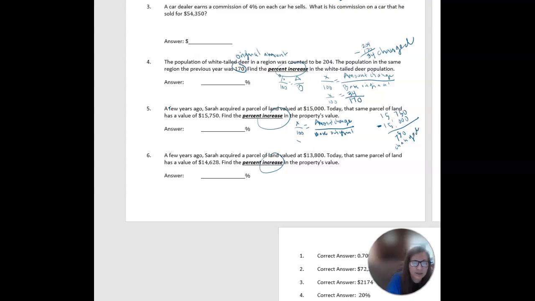So we put 750 on the top, and then we put our original property value in the denominator. You have to read the question and make sure you're putting the original amount in the denominator. So let's see, a few years ago, it was valued at $15,000. So that was a few years ago. Now, today, it's $15,750. So $15,000 was the original or the base value of that property when it started. Again, you'll cross multiply there.